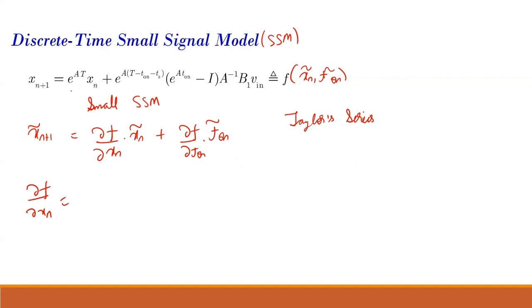what will I do? I am differentiating this. xn is only over here, xn is not over here. So this entire term comes out to be 0 when I differentiate. And when I differentiate this, xn becomes 1, so it becomes e raised to a into t.